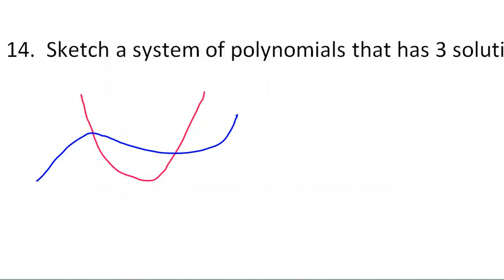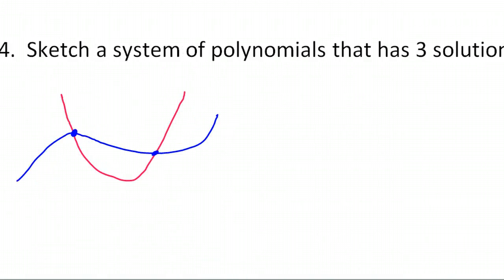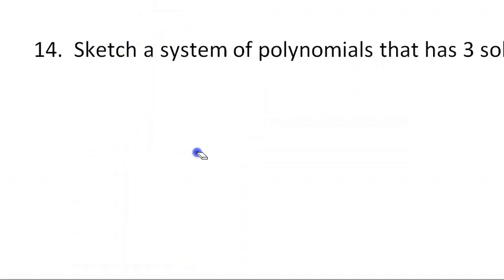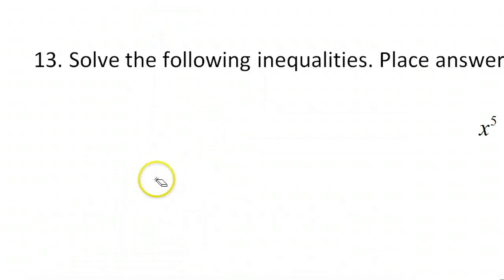Now how many solutions would this system have? It would have 2, right here and here. So for this problem I was supposed to draw a system like this, but I was supposed to come up with one that had 3 solutions. And of course we'll deal with that when we get to it, but connections, it's all about connections.